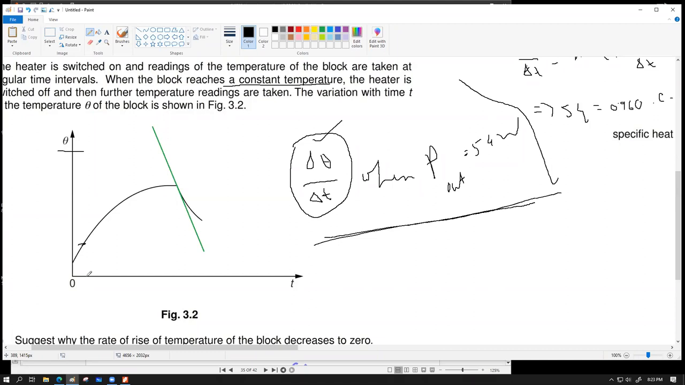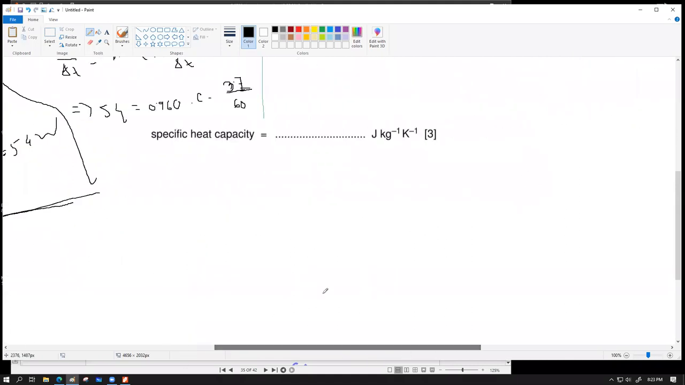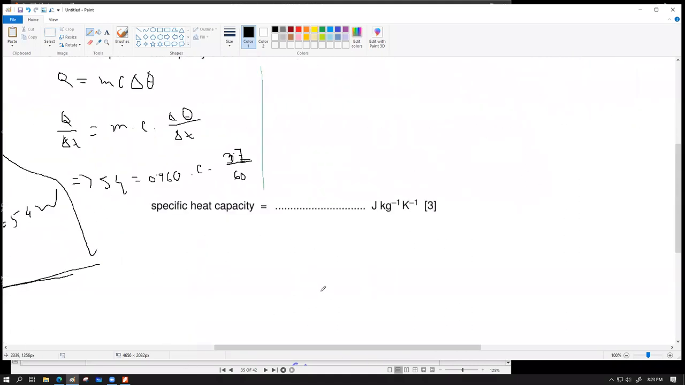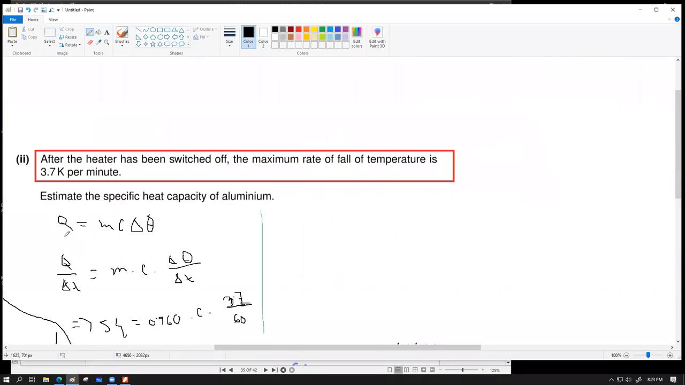Sure. Sajid. Sir, I'm here with the calculation part of the question. Okay, go ahead. The calculation part of the del theta, go ahead. This is the formula for specific heat capacity. Do you remember this?